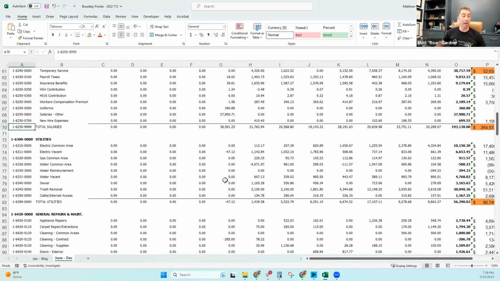I'm literally going through line by line when I'm doing this, but I'm trying to hit the highlights for you guys. Utilities is going to be another one, because part of this game plan is the fact that the tenants are paying everything.